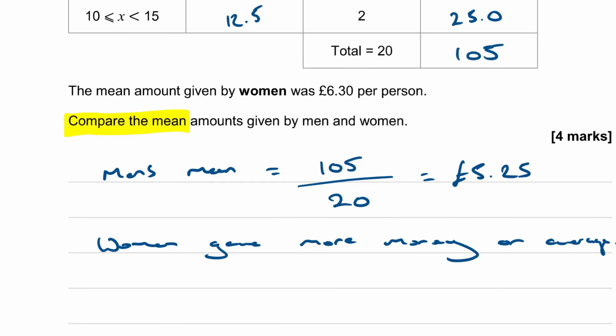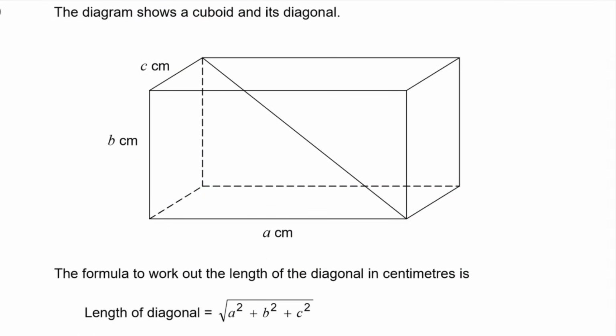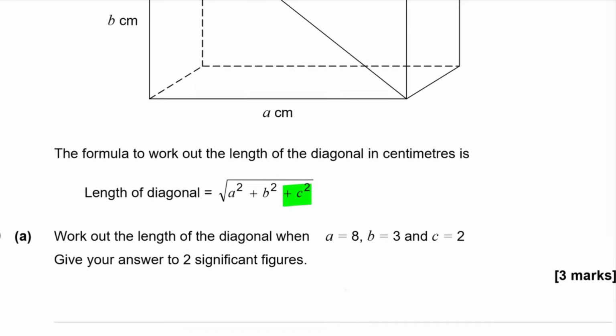So that's our comparison. The diagram shows a cuboid and its diagonal, and the formula to work out the length of the diagonal in centimeters is length of diagonal equals the root of a squared plus b squared plus c squared. This is one of those interesting extensions of Pythagoras theorem. So when you move from 2 to 3 dimensions, all you've got to do is add in your extra length to work out the length of the diagonal. Quite cool. So what do we have to do here?